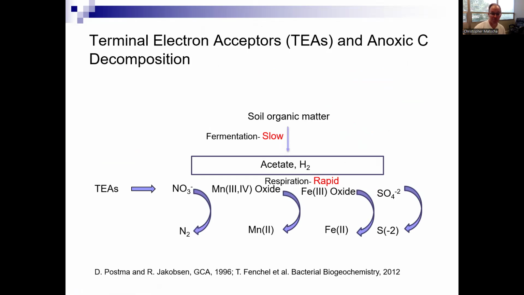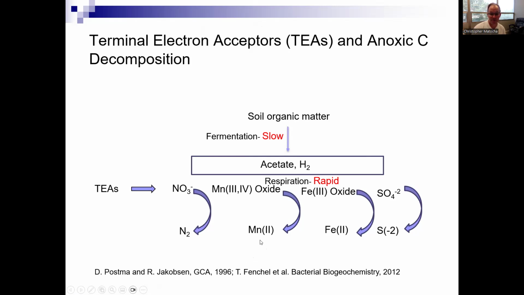Now, these terminal electron accepting processes, after oxygen is depleted on the redox ladder, next we have nitrate going to dinitrogen in a process called denitrification. Or it could then be manganese 3 and 4 oxide going to manganese 2, and then iron 3 going to iron 2, sulfate going to disulfide. And so these fermentation products can be utilized in this sort of scenario.